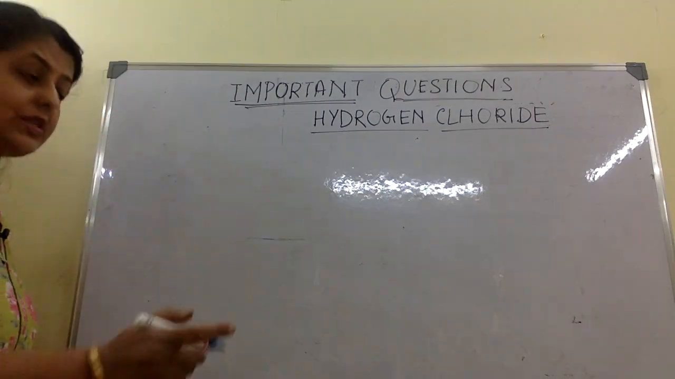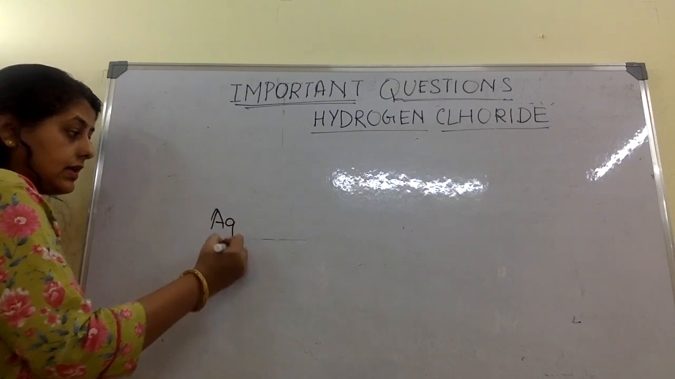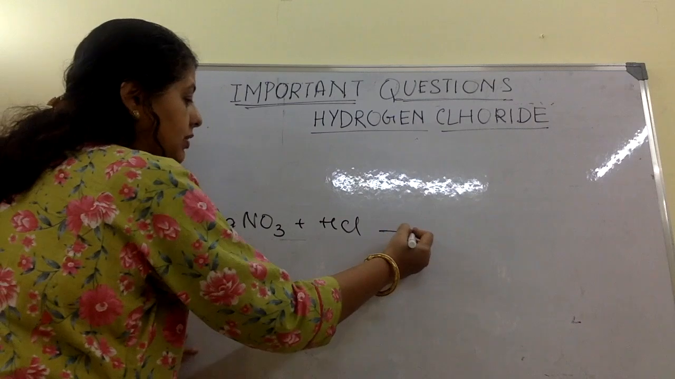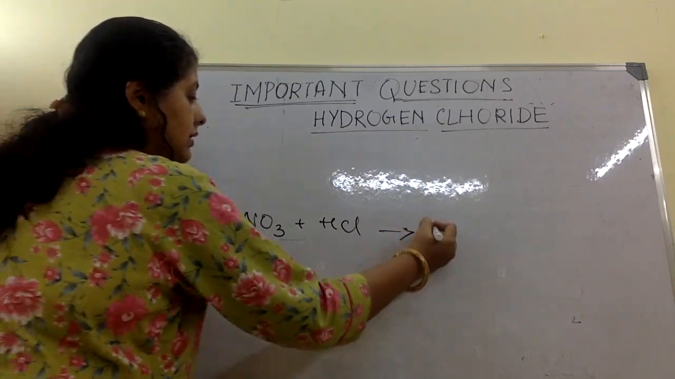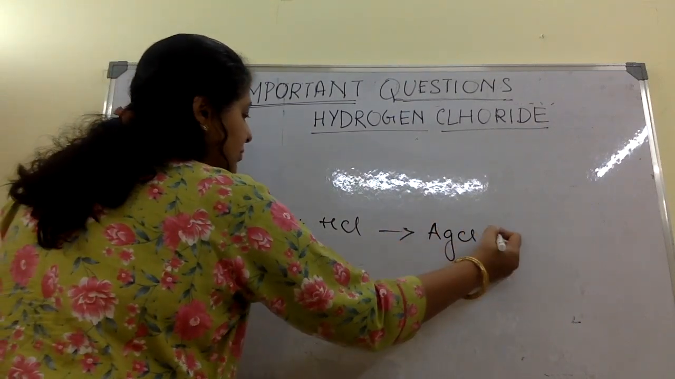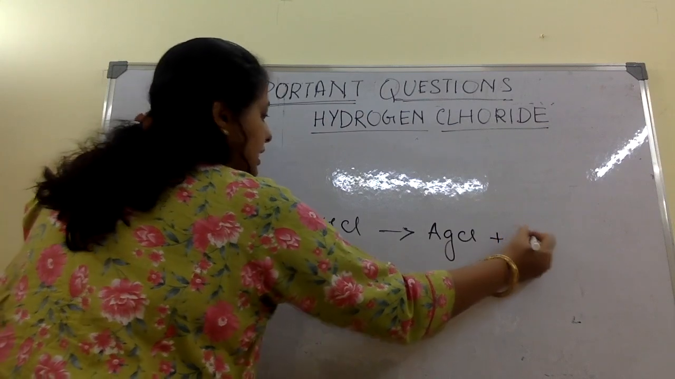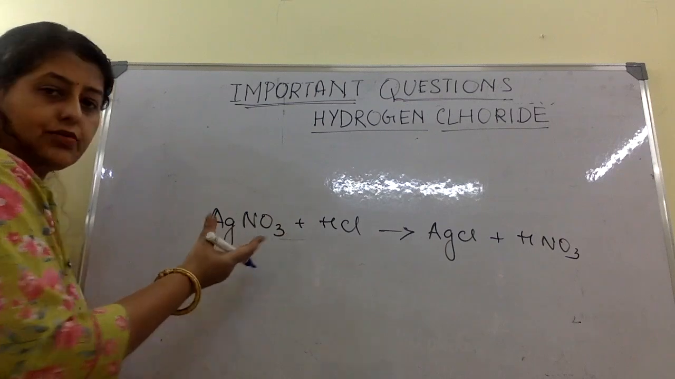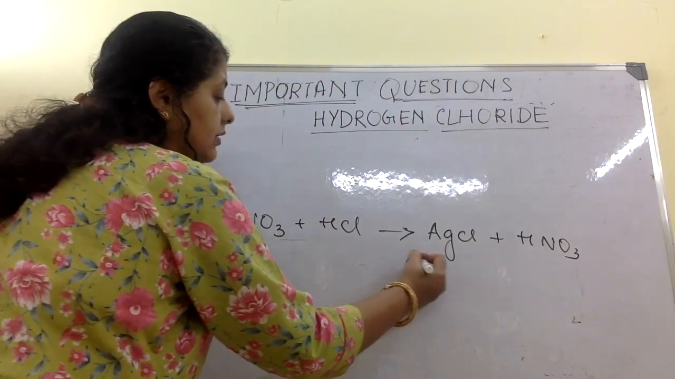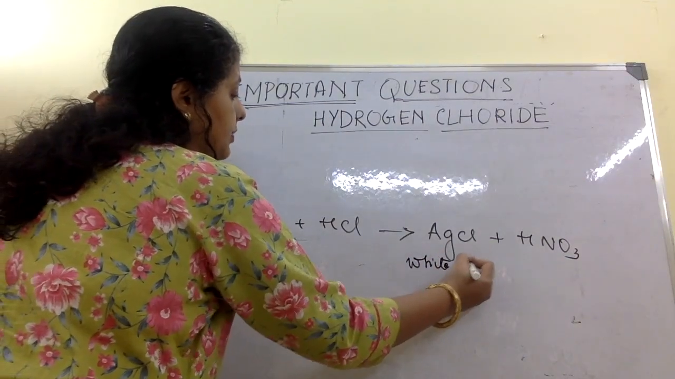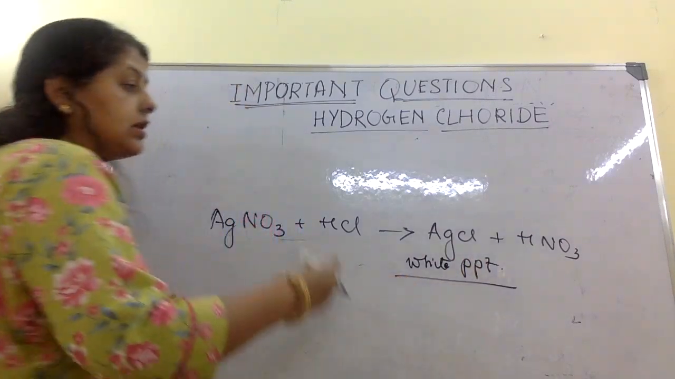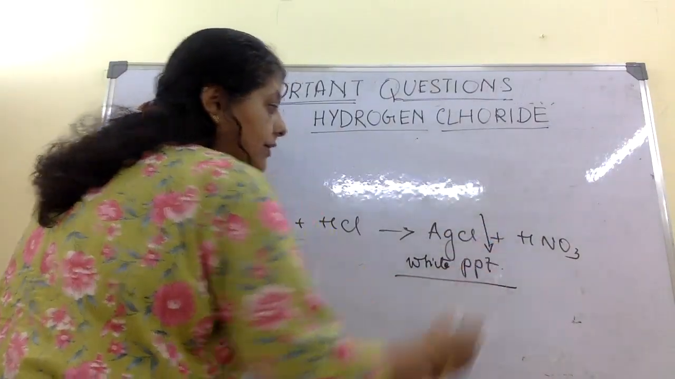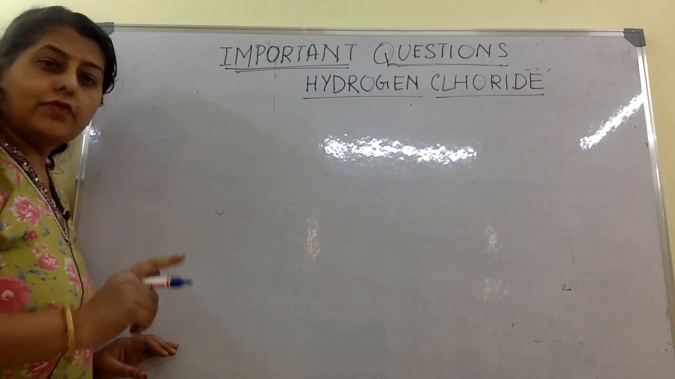Okay, apart from this, they ask about AgNO3 plus HCl. There is a double decomposition reaction, giving AgCl plus HNO3. How does HCl react with AgNO3? They'll keep asking. White PPT. They'll also ask the color of the precipitate, so you should tell it is a white PPT.